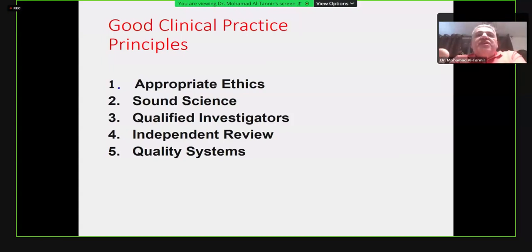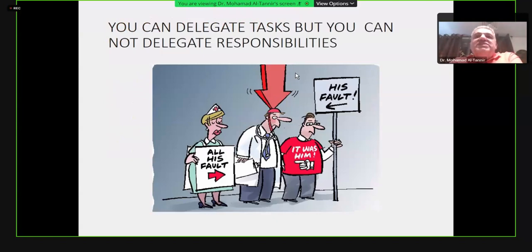So in summary, there are 5 things we have to keep in mind: appropriate ethics, sound science, qualified investigators, independent review, we mean here IRB, and quality systems. Once all these 5 principles are in place, we can ensure that good clinical practice principles are met. You can delegate tasks as principal investigator, but you cannot delegate responsibilities.